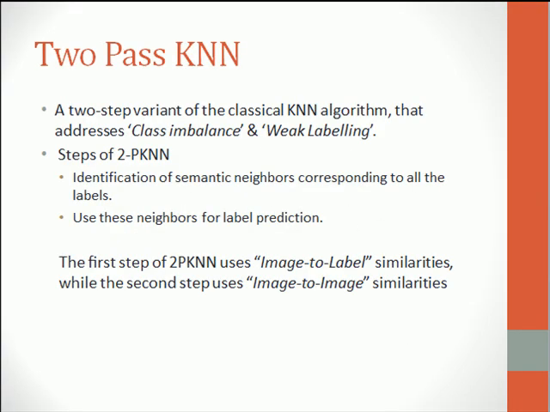In 2012, Yashaswi Verma and C.V. Jawahar proposed a two-step variant of the classical KNN algorithm. The new algorithm was explicitly proposed to handle the issues of class imbalance and weak labeling. There were two steps in the proposed algorithm. In the first step, the identification of semantic neighbors corresponding to all the labels is done, and in the second step, these neighbors are used for label prediction for a given image. The first step of 2PKNN uses image to label similarities, while the second step uses image to image similarities.